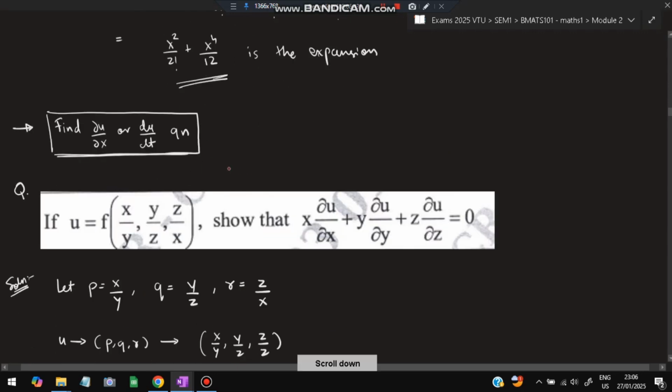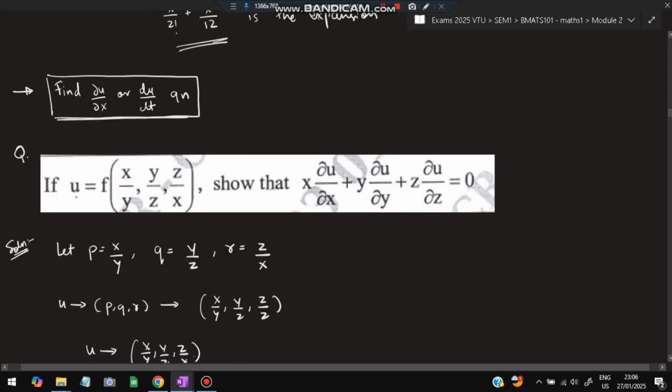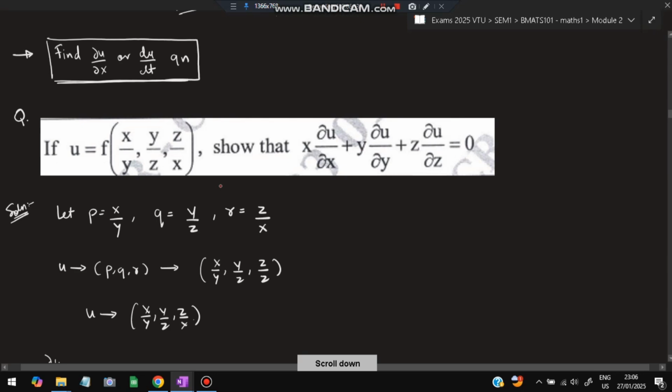The question will be something similar to this: u is equal to f of (x by y, y by z, z by x), and we have to show something here. So the trick to solve this is, first, if they give you expressions in the division form, you have to take those division forms as some variables.